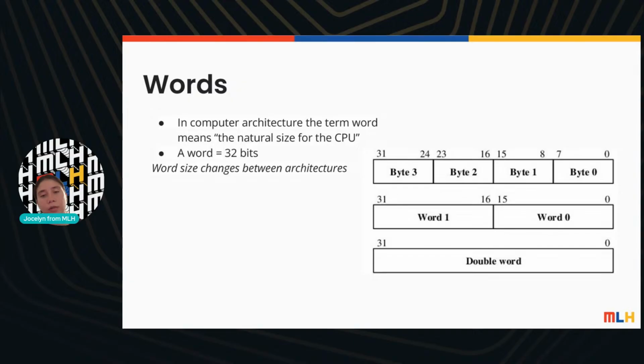So 2 bytes is equal to 1 word if we see in here. We have byte 0 from 0 to 7, and we have from byte 8 to byte 15, and that's basically like word 0, and then so on. And a double word is just basically having 2 words together.